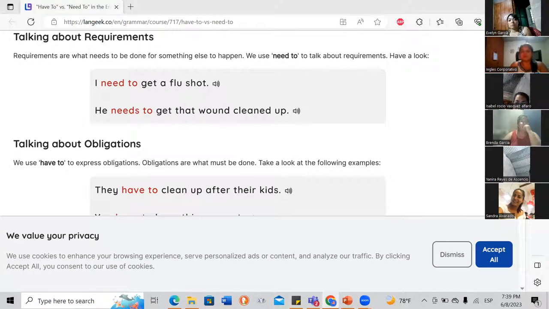You know what is wound? Do you know what is that? ¿Saben qué es wound? Una herida, okay. Digamos que usted anda una herida. You need to get that wound, necesita curarse la herida, okay, limpiársela. That is a necessity. What else?